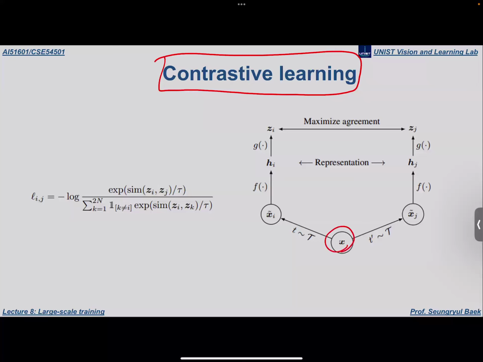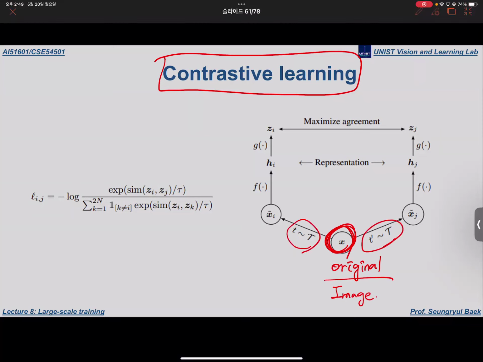The other useful self-supervised learning technique is contrastive learning. So this is the original image, X denotes the original image, and we will transform the original image X. So these are the transformed images, and F is the encoder and G is the classifier.